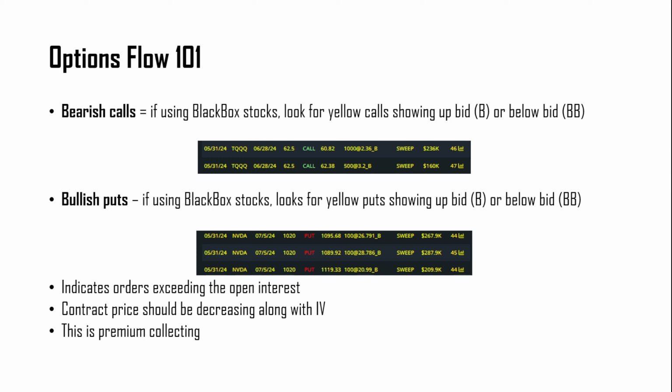Nvidia did not hit 1020 yet, and I don't think it's going to. As long as the price keeps going higher, these whales are going to keep making money by collecting premium on those puts that they wrote. Since it's still out of the money, they are banking on it not being below 1020.